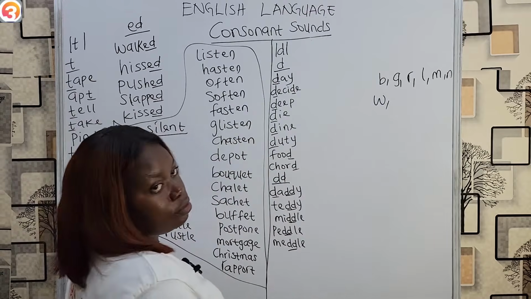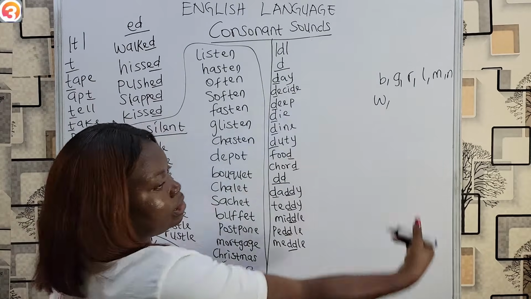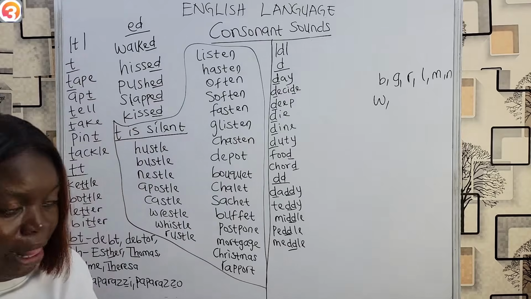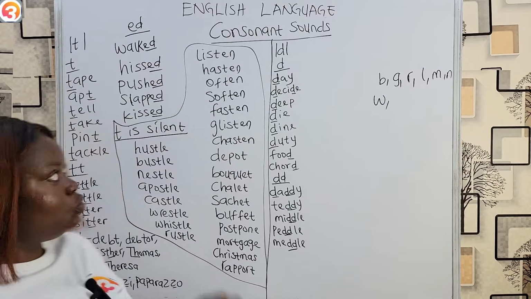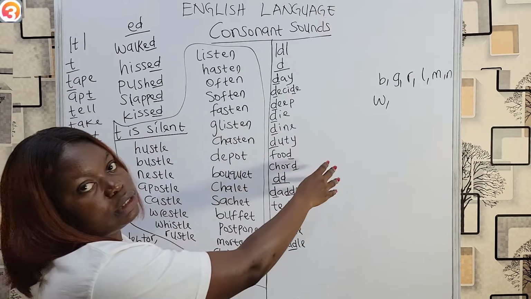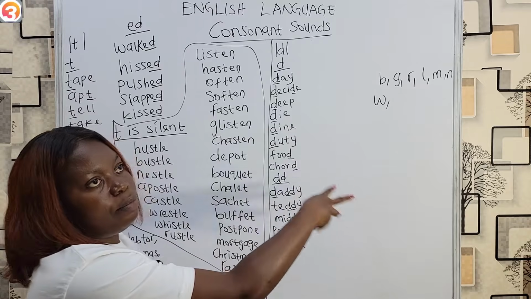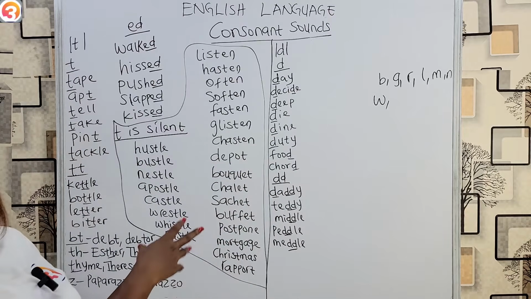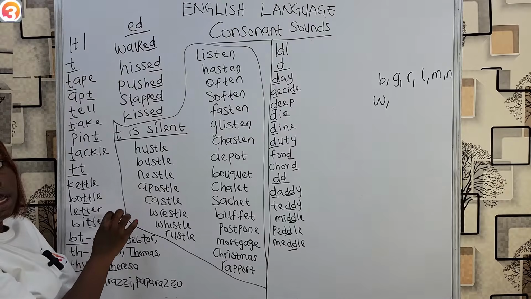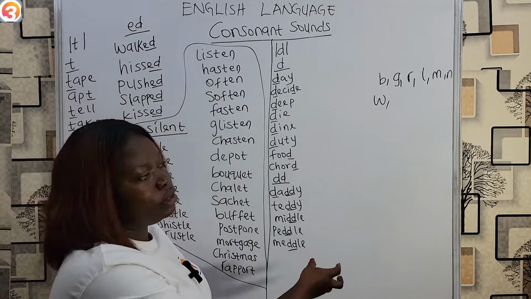So if you have verbs ending in these consonant sounds and you want to make the past tense using ed, they contain this sound. So the past tense of verbs ending in voiceless consonants is t, but voiced consonants is d.